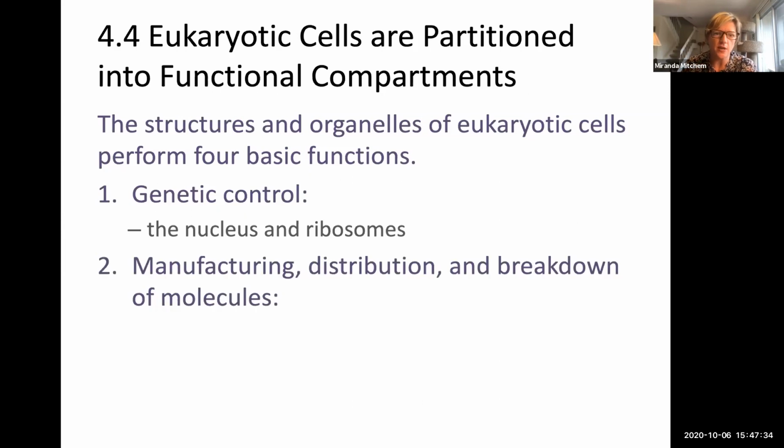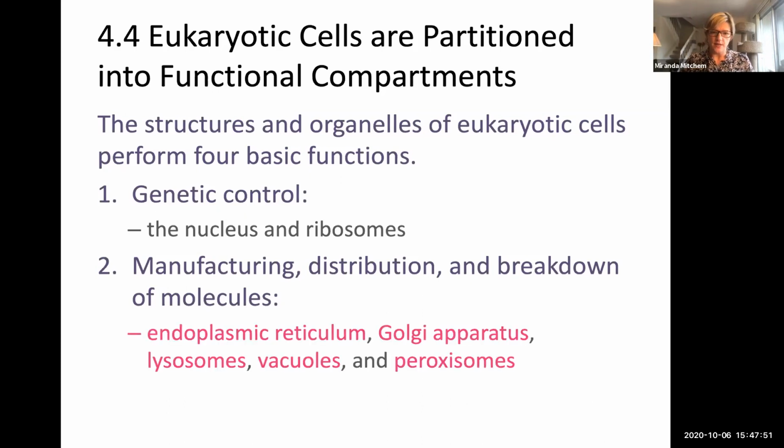Our second category of eukaryotic organelles are those that are involved in the manufacturing, the distribution, and breakdown of different molecules that the cell needs. And there's quite a few organelles that fall into this category. This is the endomembrane system, which is composed of the endoplasmic reticulum, the Golgi, lysosomes, vacuoles, and then peroxisomes.